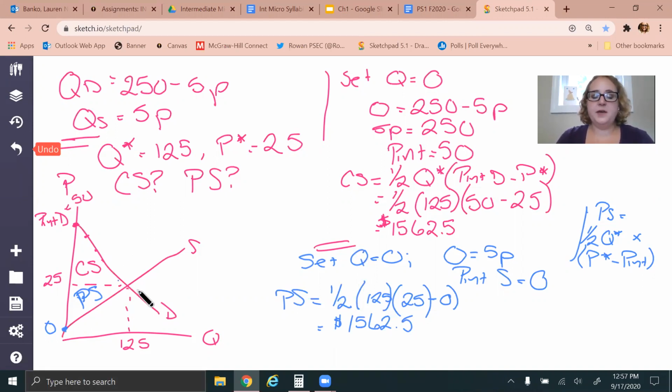Anytime that we're at the equilibrium, so we're at this intersection, we can say that we have efficiency. We are maximizing our surpluses. Consumer surplus is the biggest it can be, and so is producer surplus.